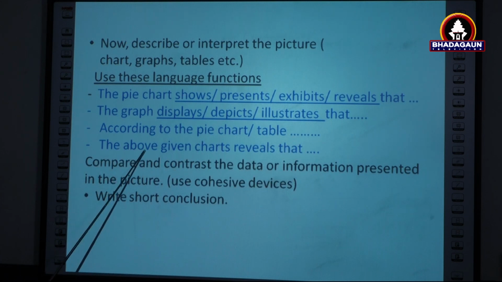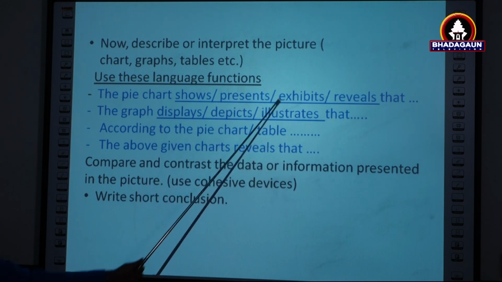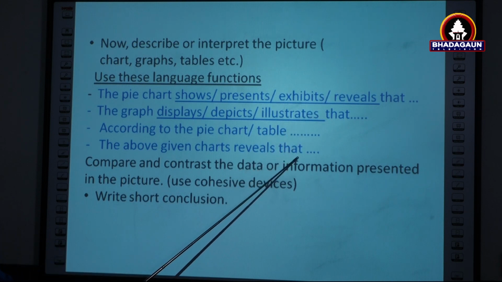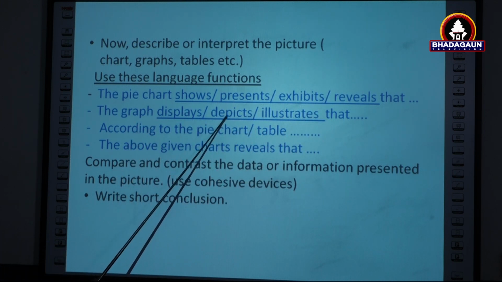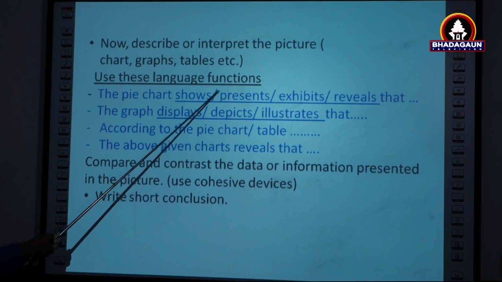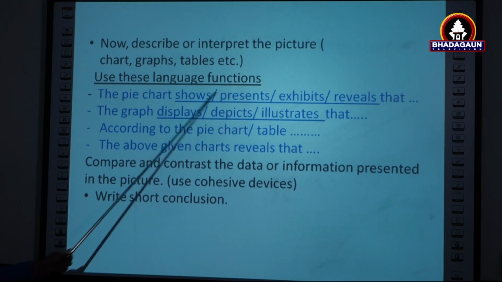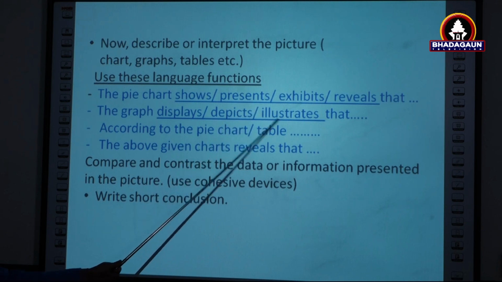The next one is: the above given chart reveals that. The above presented chart reveals that, presents that, exhibits that. So basically these structures, these language functions, are used to illustrate, describe and explain the para-orthographic text. Using all these structures, whatever you see in the picture, you interpret and write.